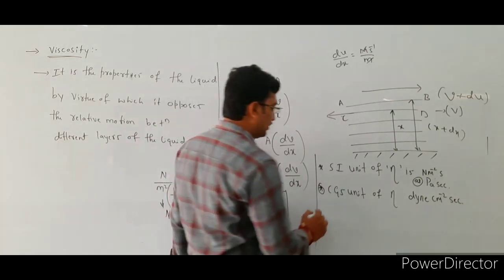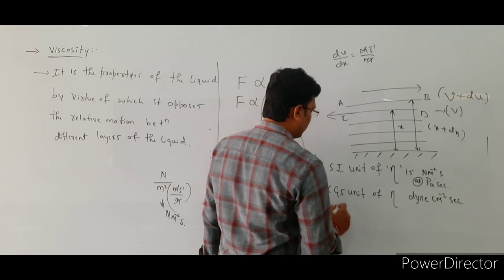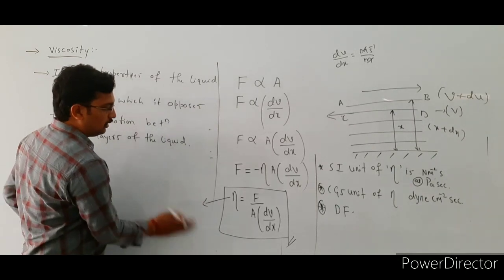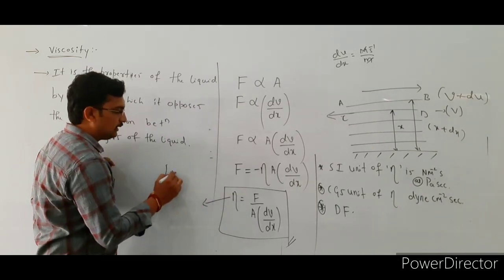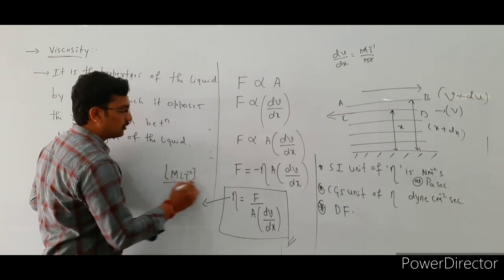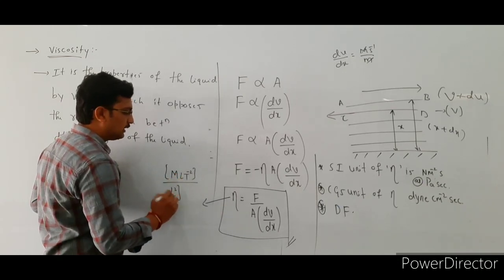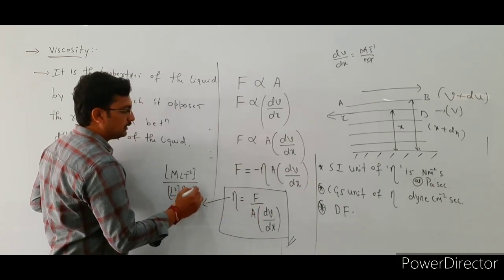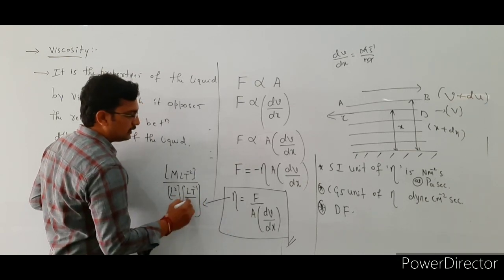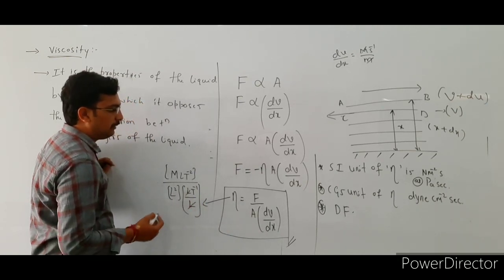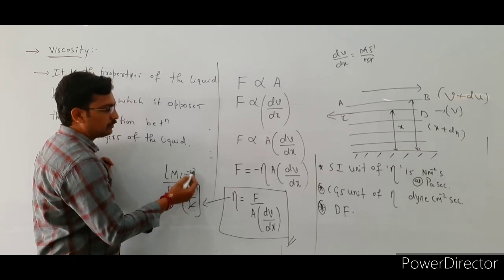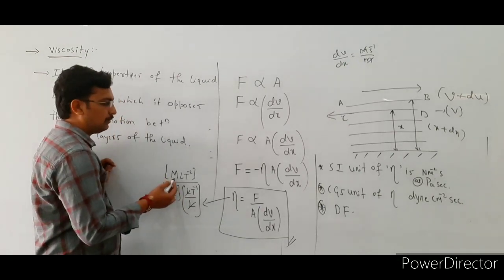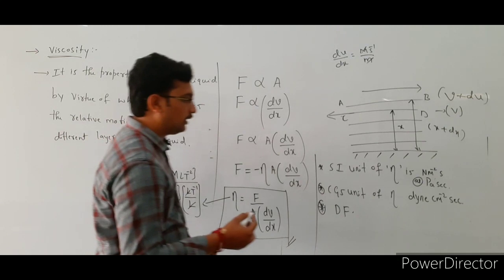The next one, the dimension formula for the coefficient of viscosity. See here, the dimension formula of force is M L T to the power of minus 2. Area is L square. For dV by dx, dV means velocity, with dimension formula L T to the power of minus 1, and dividing by distance, L gets cancelled. The remaining is M L T to the power of minus 2 divided by L square T to the power of minus 1. Take this term upside, then it becomes M L to the power of minus 1 T to the power of minus 1.